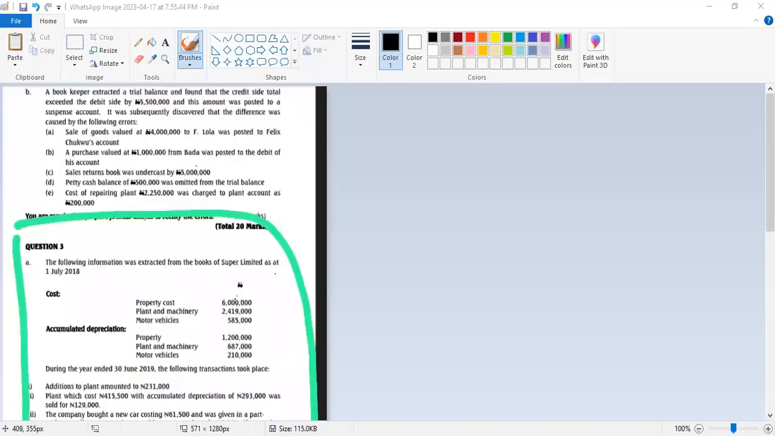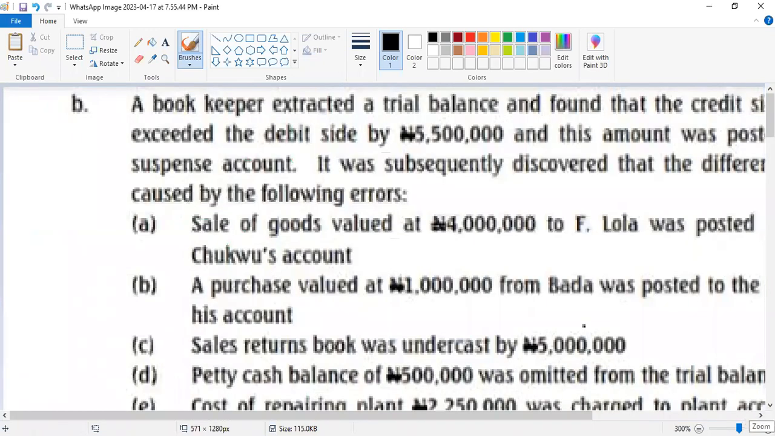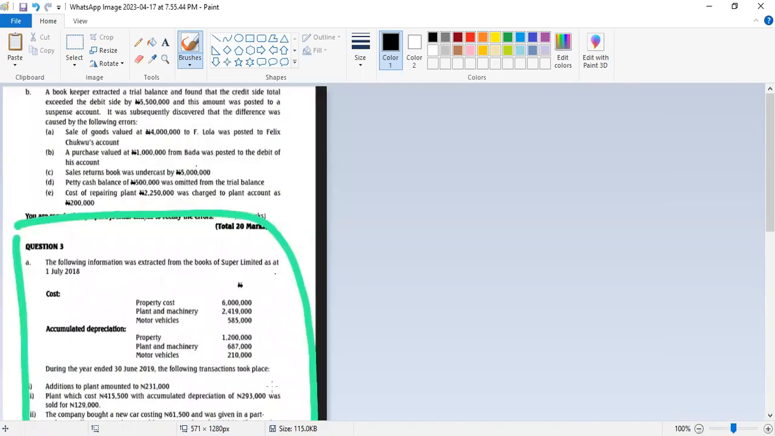Let me share that question again. So this is where we see our 6 million. Now we have this 6 million for property. Then from P and M, we have 2,419. Then for motor vehicle, we have 585. Then we also have accrued depreciation as well. So these are the opening figures I'm talking about.